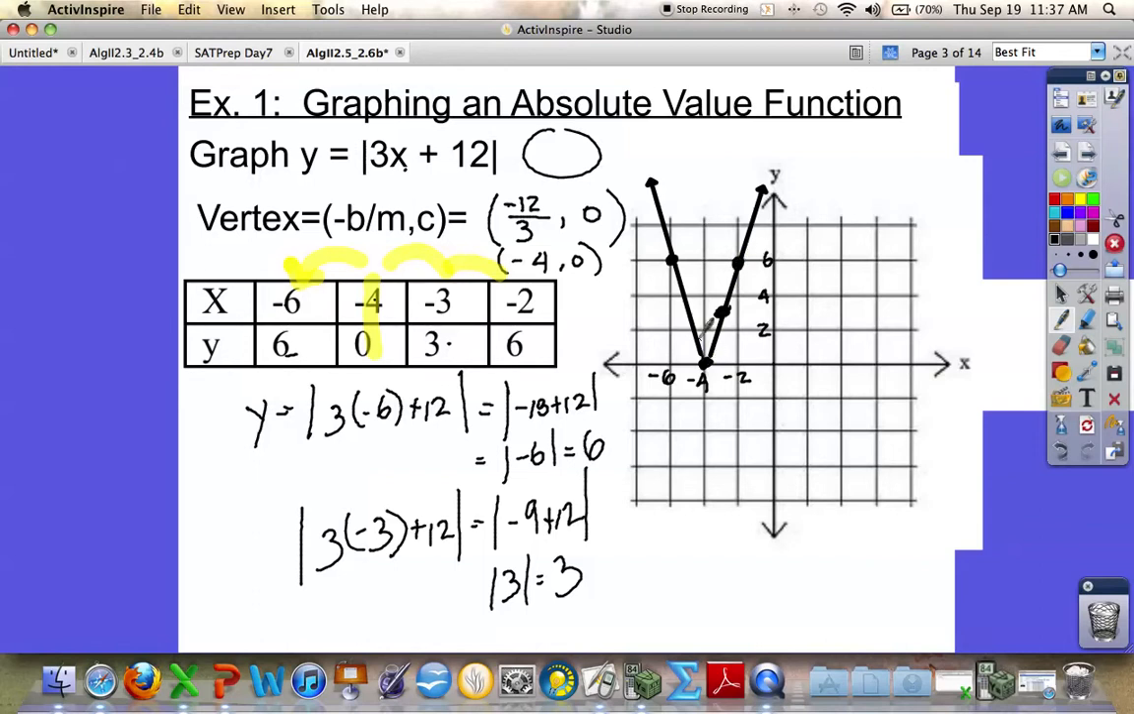And of course, you can connect all of your points as long as you don't go through the vertex. Remember not to go beyond the vertex, because these points are not on the absolute value graph. Only everything above the vertex or below the vertex, depending on how the V sits.